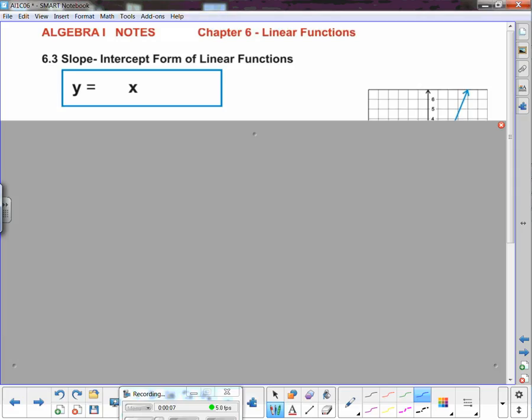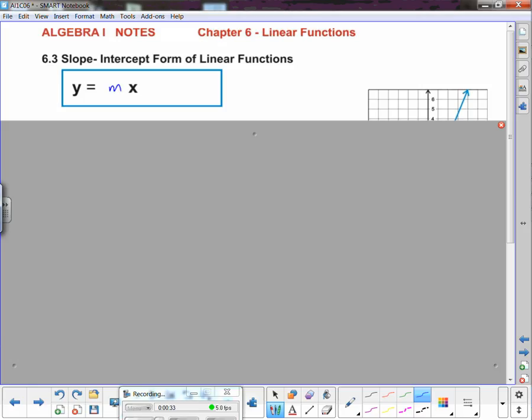This is a key formula. It's called slope-intercept form of linear functions. Do not mix it up with the slope formula of 2 points. That's m equals y2 minus y1 divided by x2 minus x1. This is slope-intercept form of a linear function.